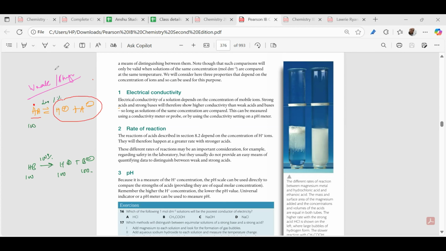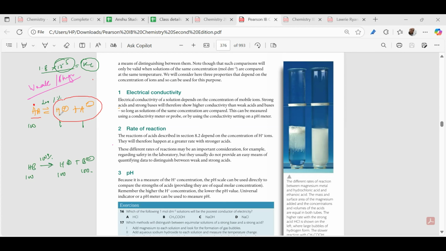Less than 1%. If you take ethanoic acid, it is 1.8 × 10^-5. This is the Ka value, the dissociation value. See, 10^-5. So even if you take 1%, it will be about 1 in 100. You have to harp on this important part.